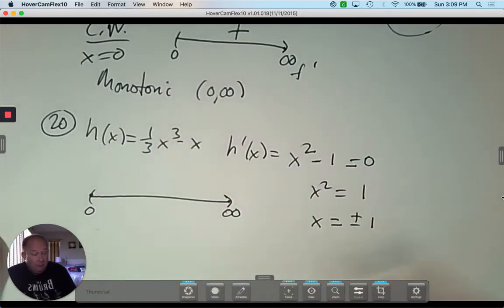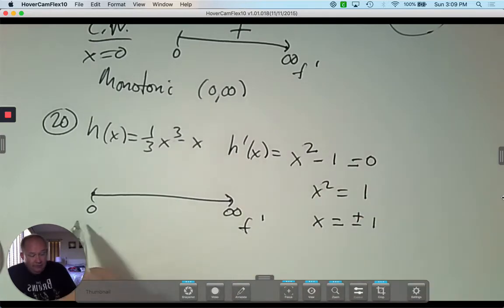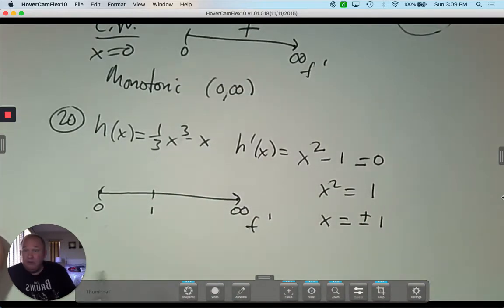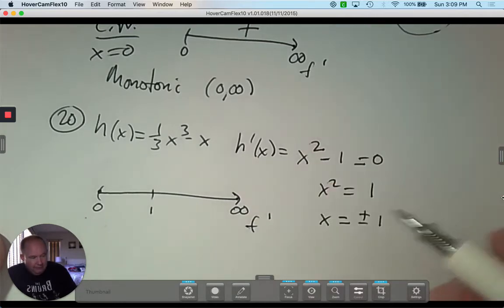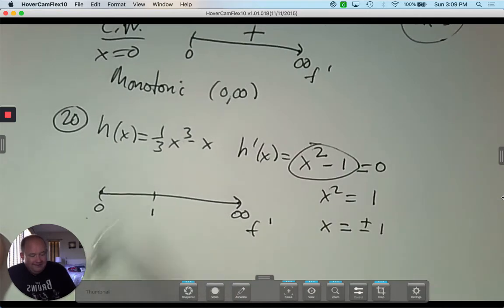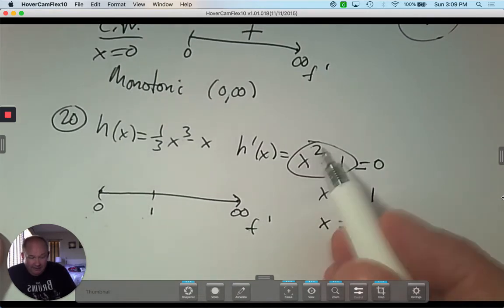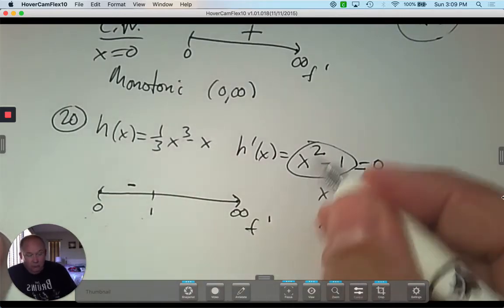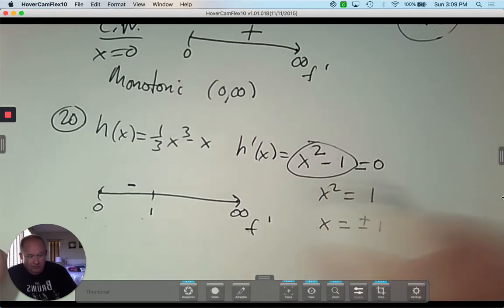So negative 1 won't be in my number line because it's only asking from 0 to infinity, but 1 will be on there. So I'm going to put positive 1 on there, and I'm going to see what happens when you substitute into the derivative. If you pick a number between 0 and 1, like 1/2, plug in 1/2 and square it, take away 1. That's going to be a negative answer. So 1/2 squared is a quarter, and a quarter take away 1 is negative.